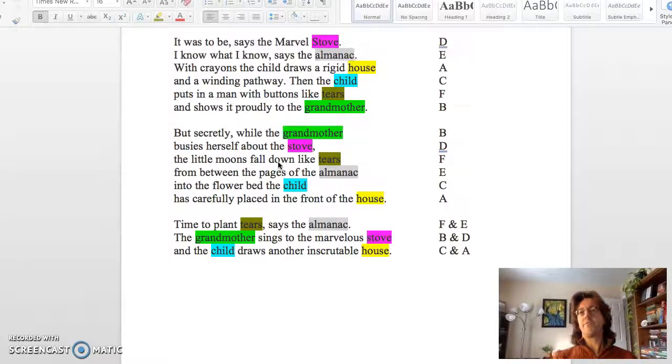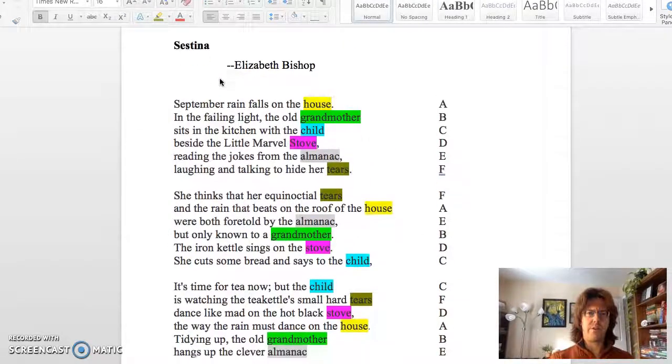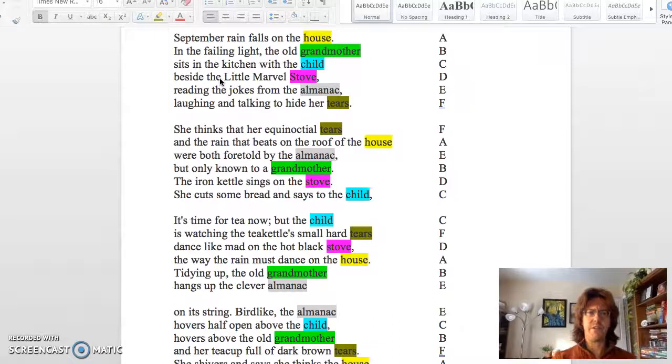Now, yes, this poem to some extent requires you to know the words equinoctial and inscrutable, but really, the basic idea of the poem is that you have a grandmother and a granddaughter sitting in a kitchen near a wood stove, making some tea, making some drawings, and thinking about the weather forecast and the almanac. And the grandmother is, for some reason, trying to hide her emotions. She's feeling something that's causing her to try to hide her tears. The first stanza tells this, laughing and talking to hide her tears.